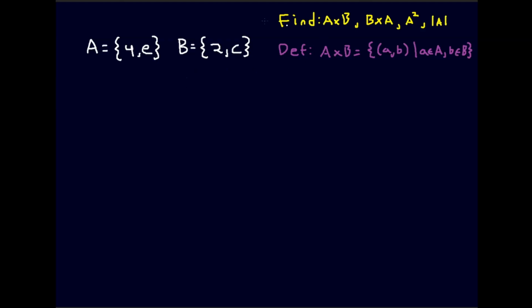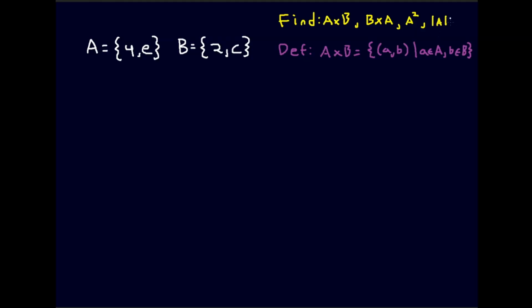So, right off the bat, we have two sets here. We have set A, whose contents contain 4 and E. These are the elements. And set B, which has the elements 2 and C. And we're being asked to find the Cartesian product between A and B, and A squared, and then finally the cardinality of A, or the size of A.